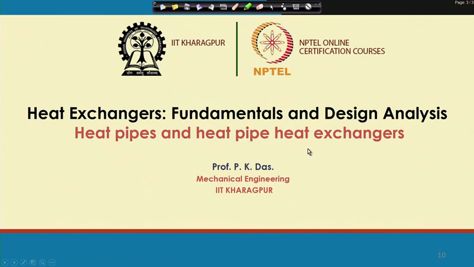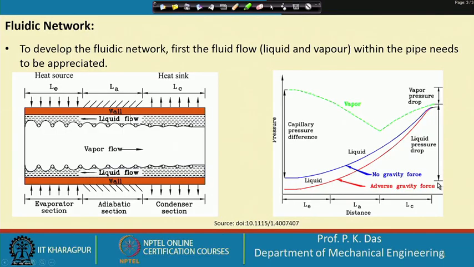What I will do? I will go back to our previous last slide of the previous lecture. So, this slide. So, fluidic network. To develop the fluidic network, first the fluid flow, liquid and vapor within the pipe needs to be appreciated. First we have to understand this. Let us recapitulate once again.